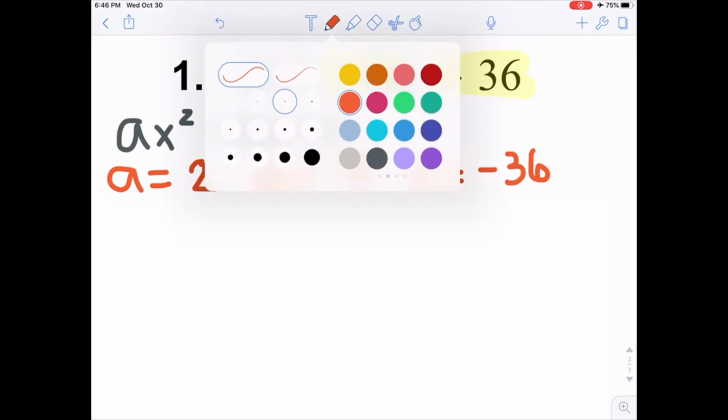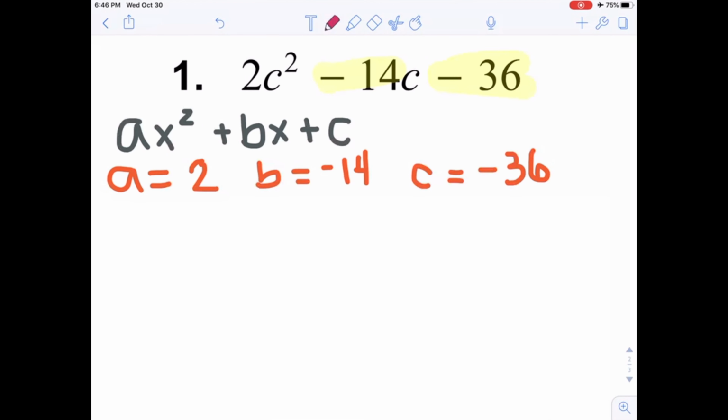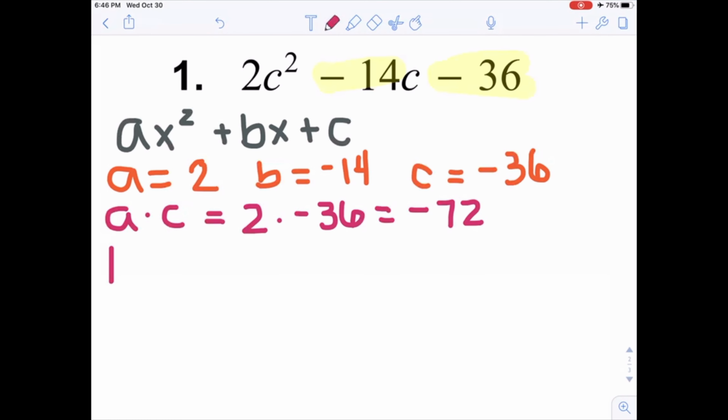So we're going to go back through what we did on Monday or Tuesday, where we're going to multiply our a term times our c term. So in this case, we have to take 2 times negative 36. When I do that, I get negative 72. Now, I know 72 has a lot of factors, so this one's going to take some time, but we're going to work through it together. We know our answer needs to be negative, so that means our smaller number has to be the positive.